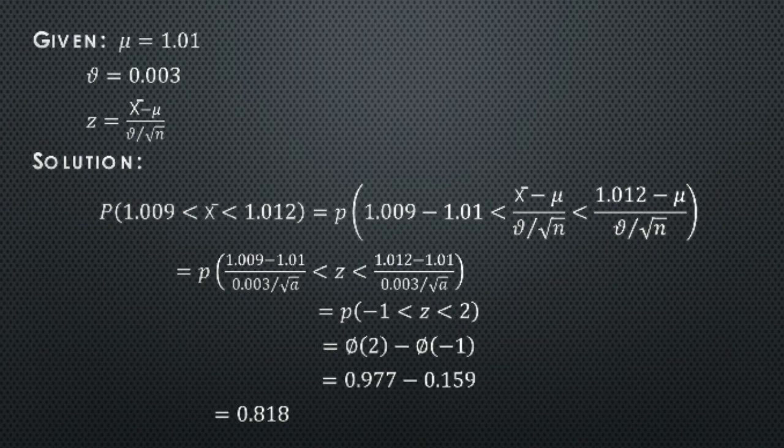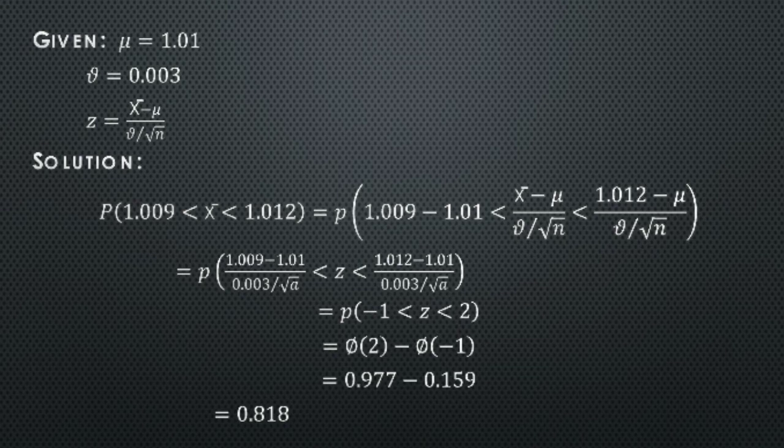Now, after that, we need to distribute the standard deviation over n on both sides. That's why we get P of 1.009 minus 1.01 all over the distributed denominator with the given. So it will become 0.003 all over square root of n, less than Z less than 1.012 minus 1.01 all over again the distributed denominator and substituted number. It will become 0.003 all over square root of n.